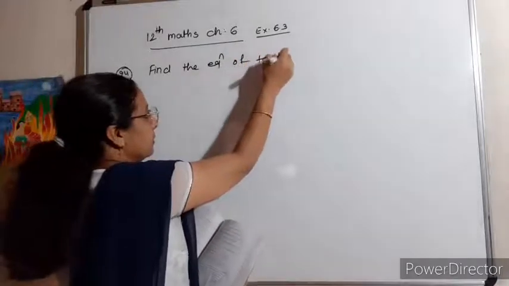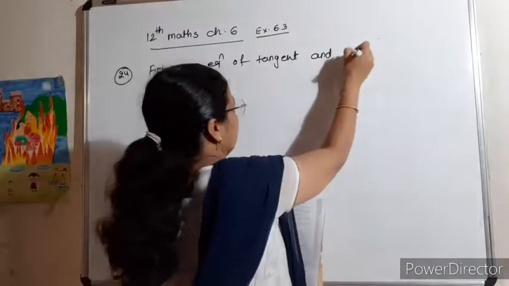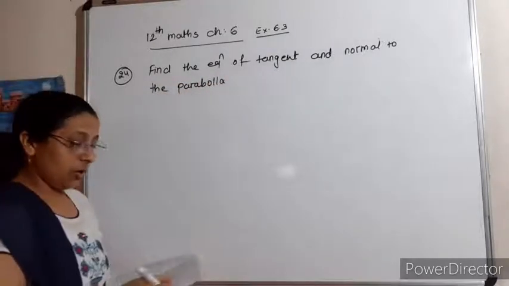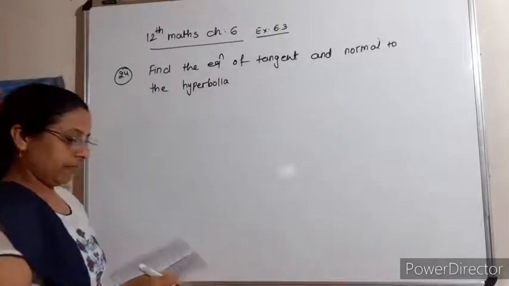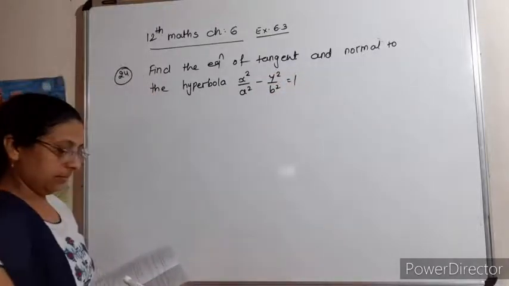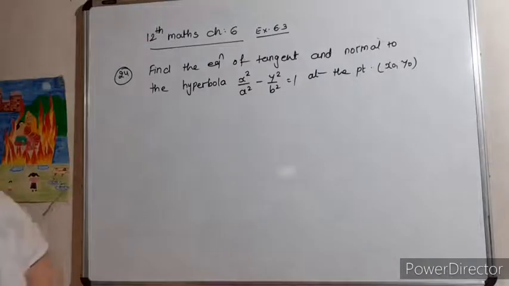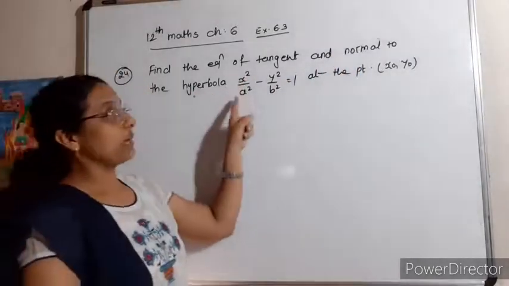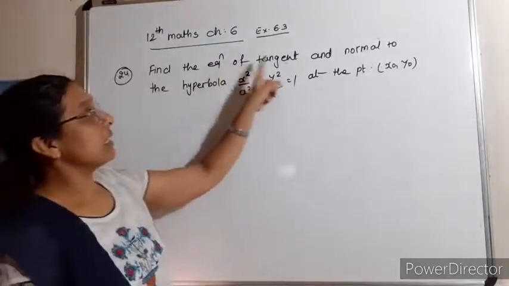Find the equation of tangent and normal to the hyperbola x square by a square minus y square by b square is 1 at the point x0, y0. Okay. So now you have to find the equation of tangent and normal.